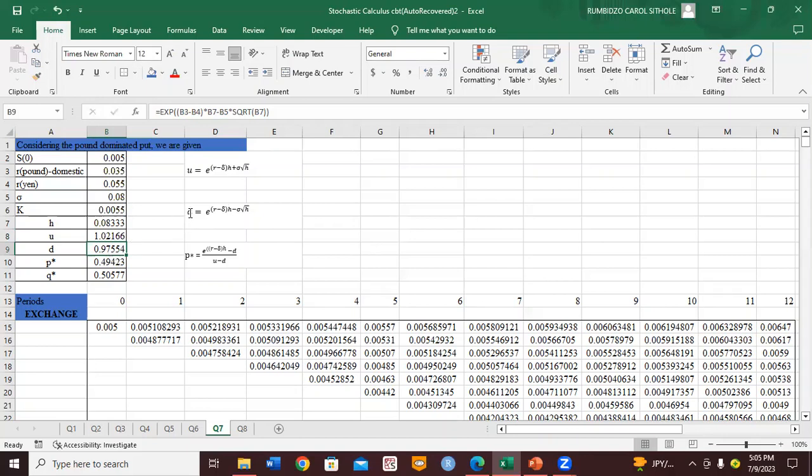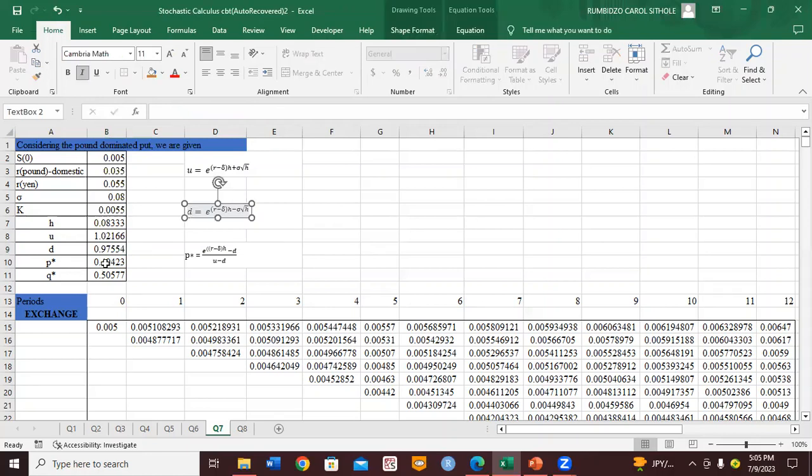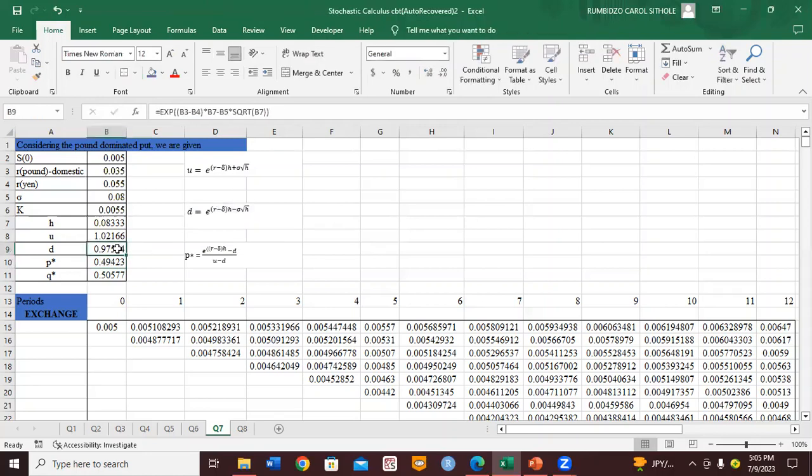So this is the formula that we use. So we come back here. This is the formula we use, and these are the figures we use. And then to calculate our P also, I've put in the formula that we use, using our U and our D, after getting them. So you plug in the formula: our R is B3, our dividend is B4, our H is B7, our sigma is B9, our U is B8, and our D is B9, right?